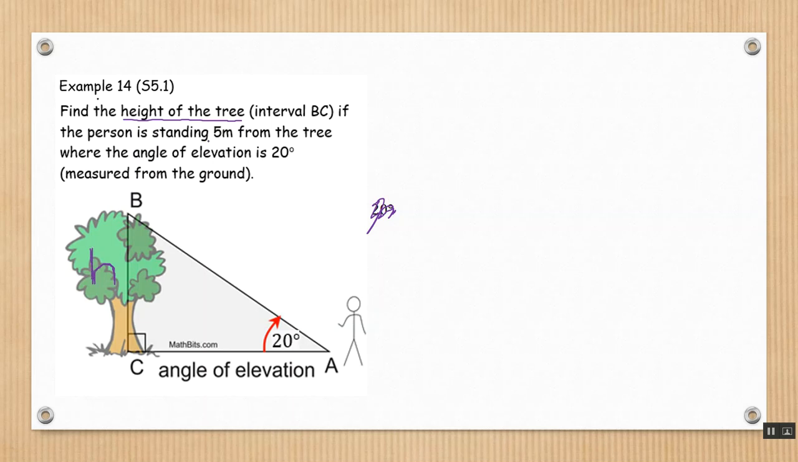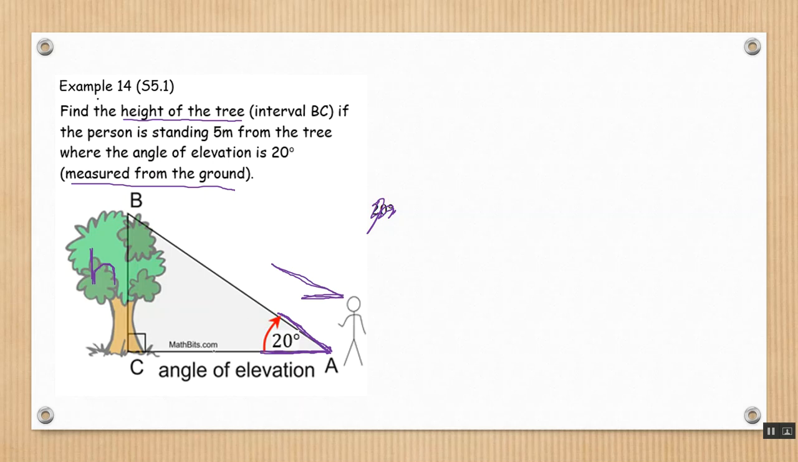If the person is standing 5 meters from the tree, where the angle of elevation is 20 degrees. So the person is standing here. The question clearly states that the angle of elevation is from the ground. So it's measured from here. So the angle is 20 degrees in here, the angle of elevation. A harder problem might actually include the height of the person. This one doesn't. So now we're finding the height.